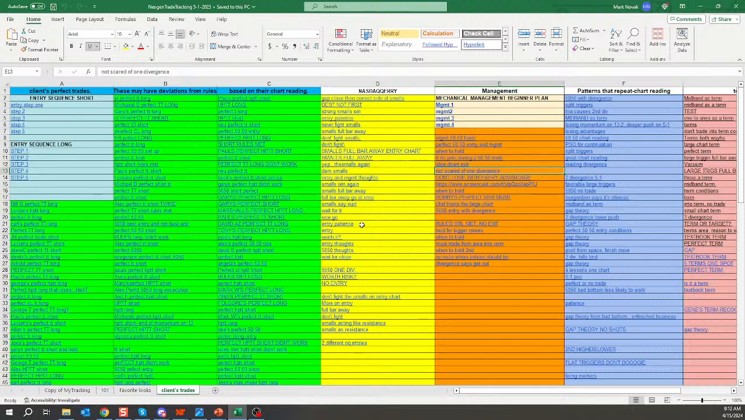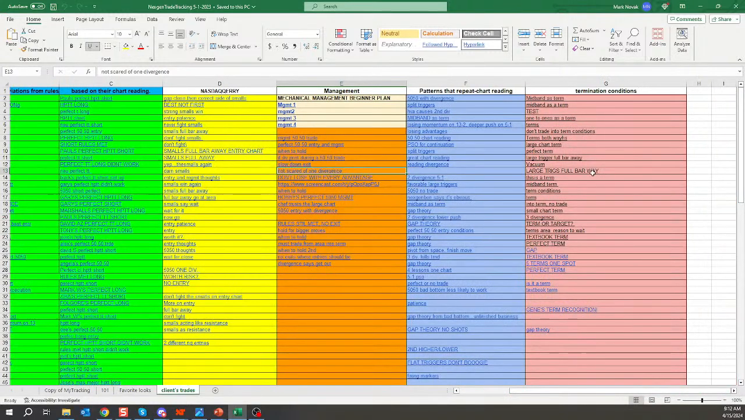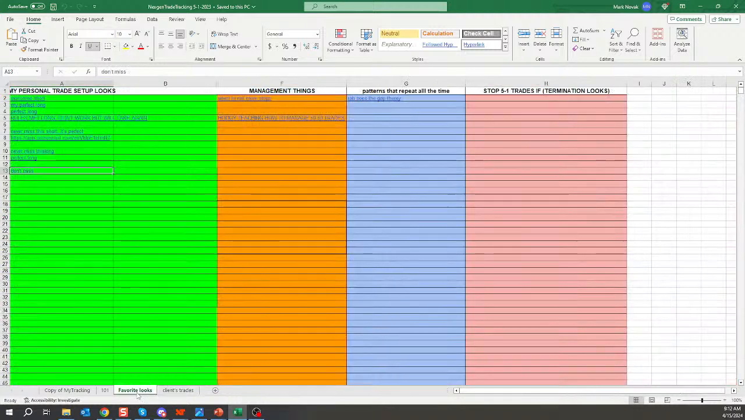And if you don't know exactly what you're looking for, if you don't know what your rules are, if you don't know how to identify them quickly, the NASDAQ proves to be very frustrating and very challenging for new users. So learn your patterns. Eventually, you'll take them to other markets, other places. You'll be just fine. There's a whole section dedicated to management, patterns that repeat themselves. There's those termination conditions.